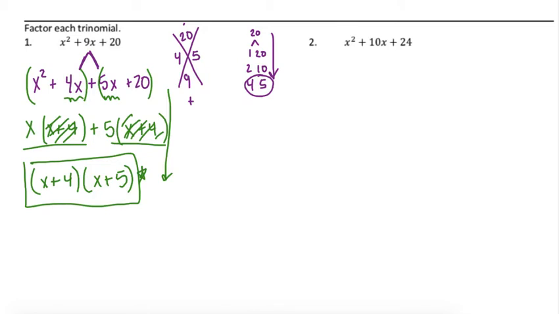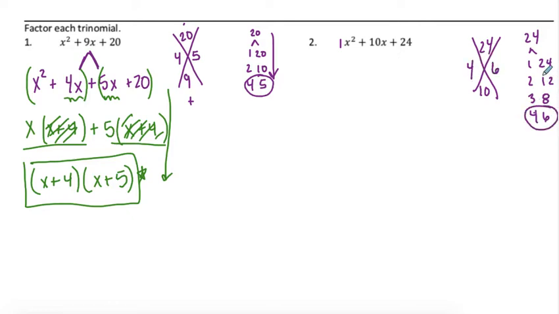On number 2, okay, I have a 1 here times 24. So 1 times 24 is 24. And 10 in the middle here. So my factors of 24 that add to 10. So I can say 1 and 24, but that's going to be 25. 2 and 12, that's 14. 3 and 8 gets me 11. 4 and 6, that's what I'm looking for here.